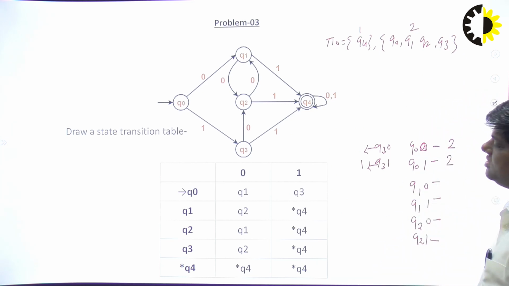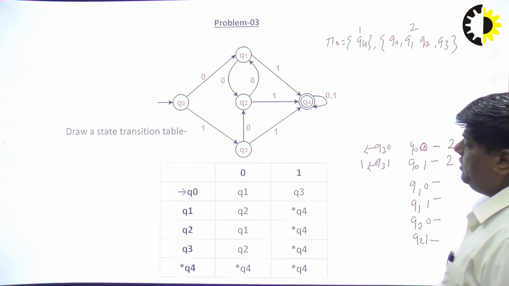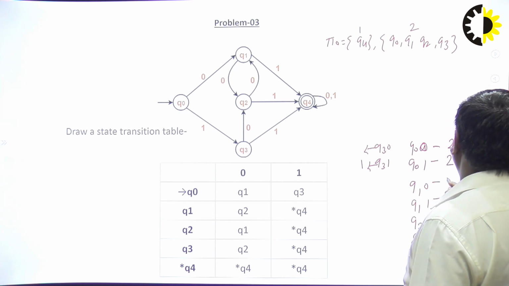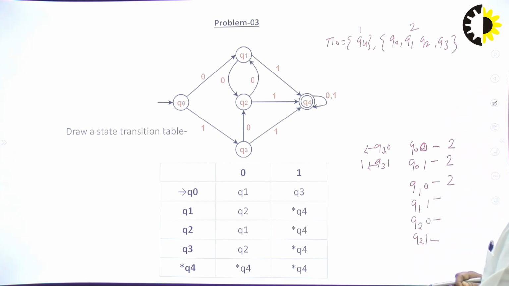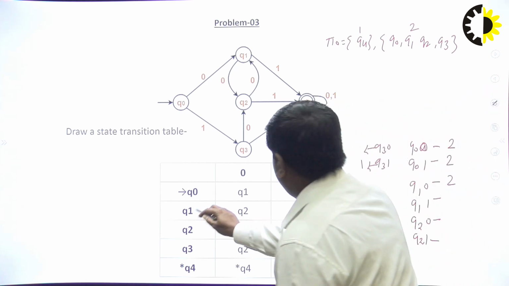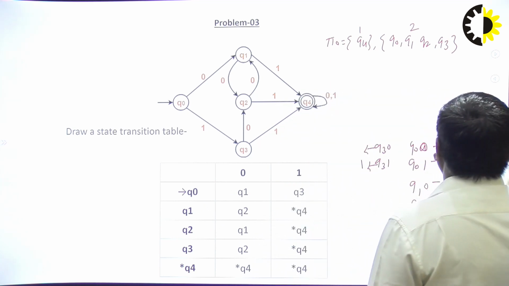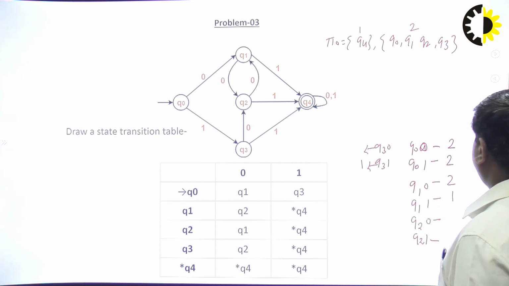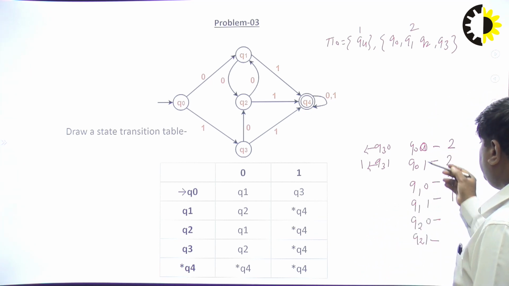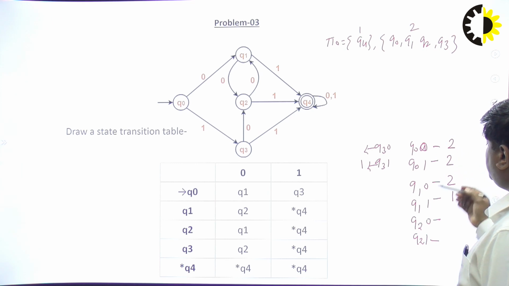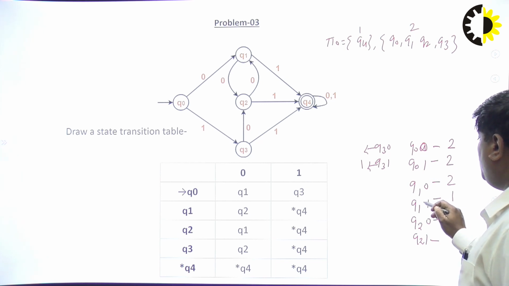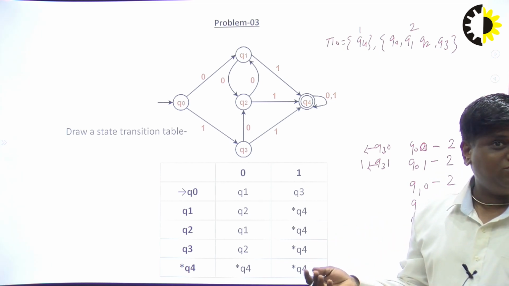Now we check the transition function similarly for Q1. Q1 on 0 is Q2, and Q2 lies in set 2. Q1 on 1 is Q4, and Q4 lies in a different set. It means the transition function of this state and the transition function of this state are different. It means Q0 and Q1 go into different sets.